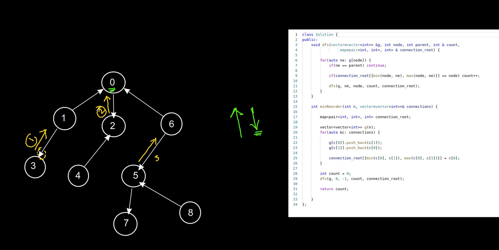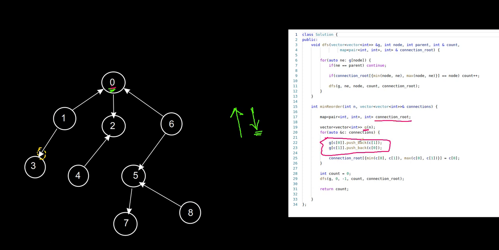Now, how can we get this answer? What we will do is DFS from the root node into all the nodes, and to do that we need to create the adjacency list G, in which we store for every node all the neighbors. So for example, 0 contains neighbors 1, 2, 6. 1 contains the neighbors 0 and 3.